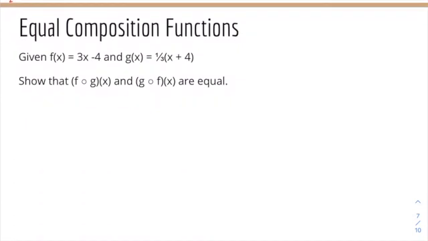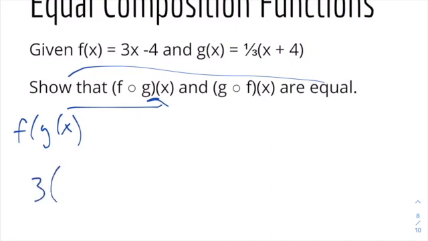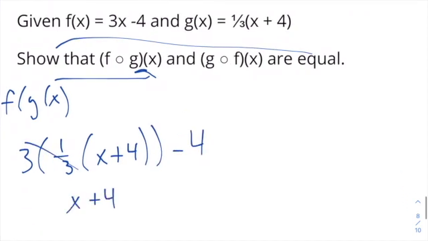All right, equal composition functions. So I'm telling you right now, these are equal composition functions. How do we figure out that they're equal? So I'm going to figure out what f of g of x is, which is the same thing as this. F of g of x is 3 times 1 over 3 times x plus 4 minus 4. These cross out. I'm left with x plus 4 minus 4. These cross out. f of g of x is equal to x.